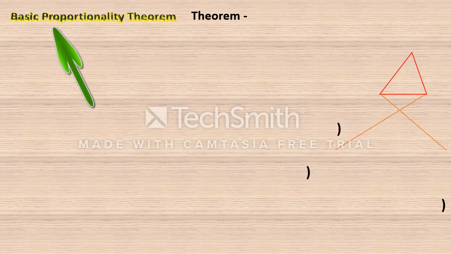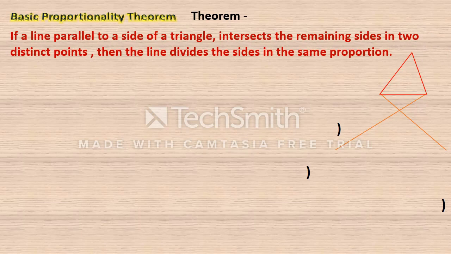Today we discuss about basic proportionality theorem. Theorem is: if a line parallel to a side of a triangle intersects the remaining sides at two distinct points, then the line divides the sides in the same proportion. That theorem we prove here.